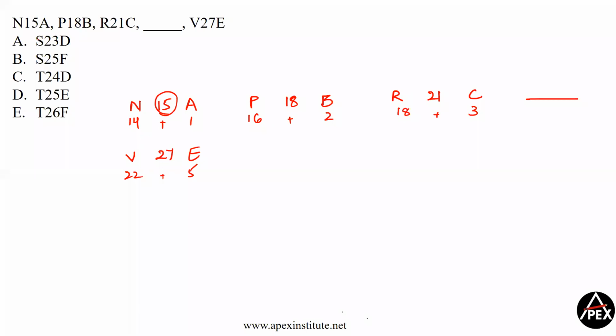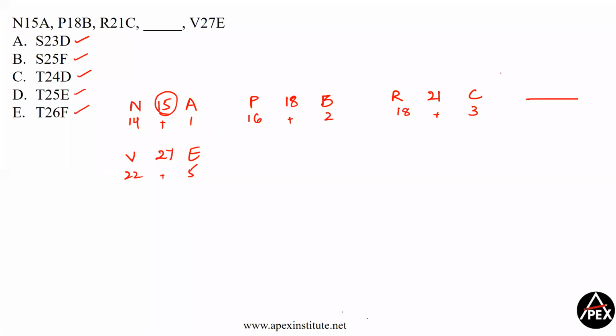Now if I go through options, S is 19, D is 4, 23. So this might be an answer. S is 19, F is 6, 25. This also might be an answer. So T 24D, this also might be an answer. This also might be an answer. Because all these terms are satisfying this logic, isn't it?